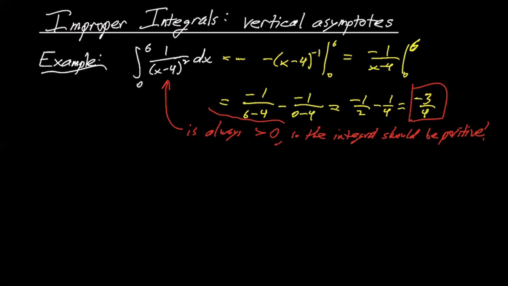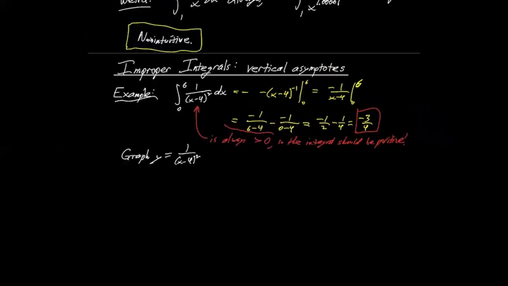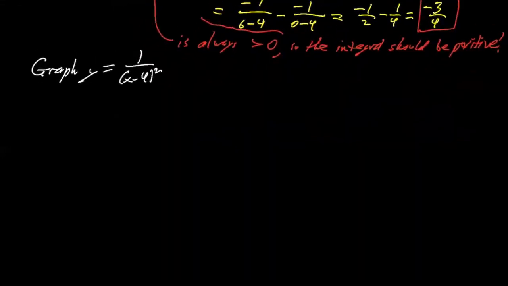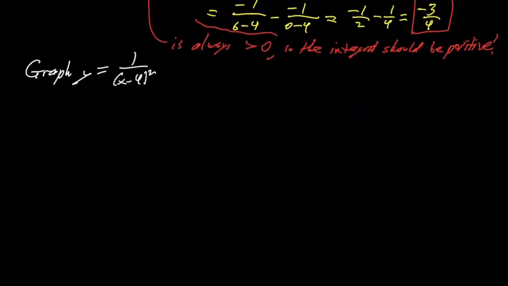And if we graph the function, we see what's going on. Let's graph y equals 1 over (x minus 4) squared. And you'll notice pretty quickly that you'll see the issue. We just need it from 0 to 6. Well, think about what happens when you plug in 4.